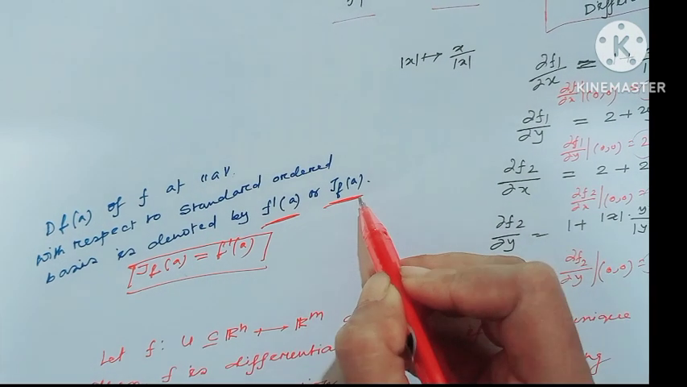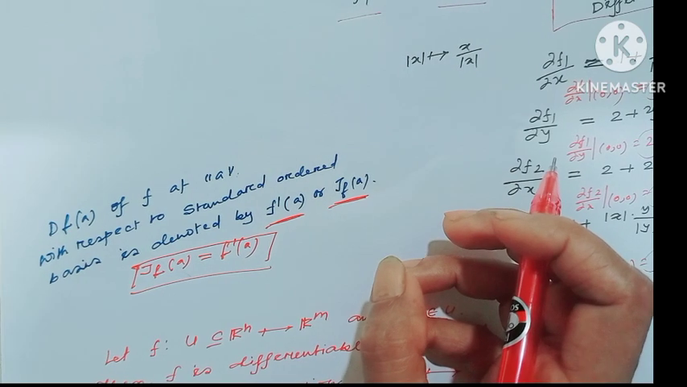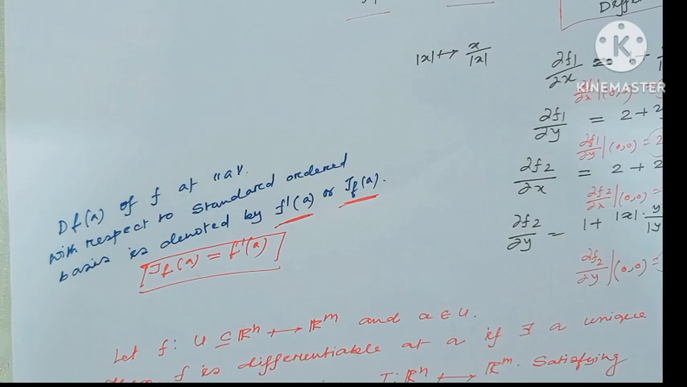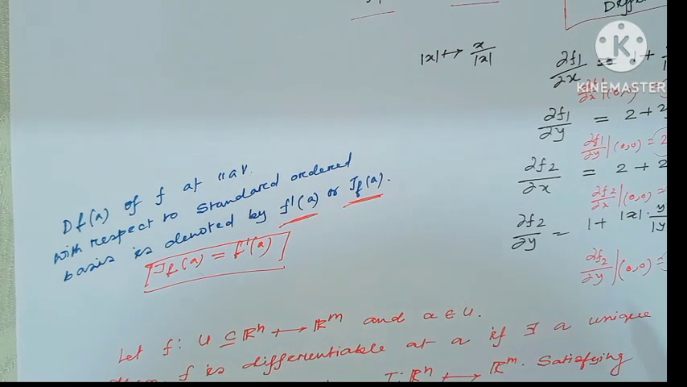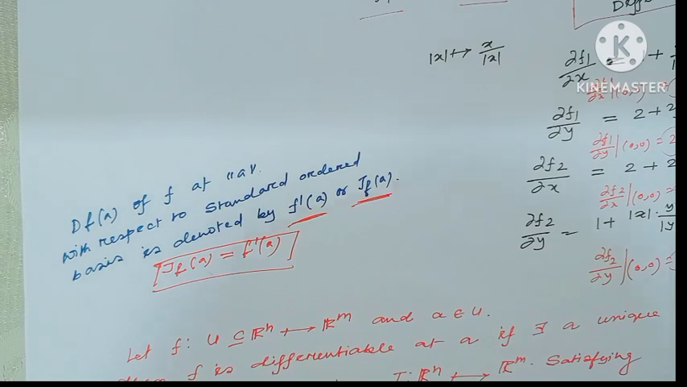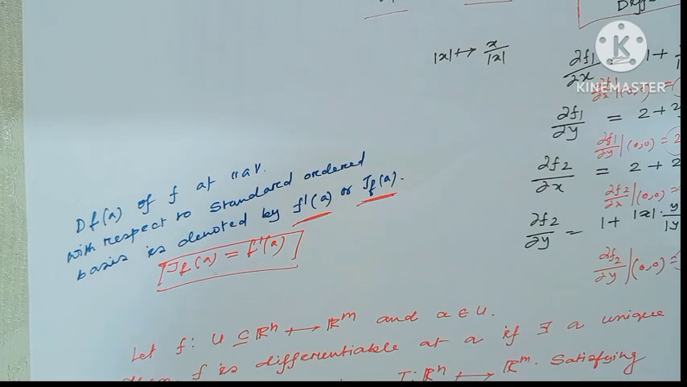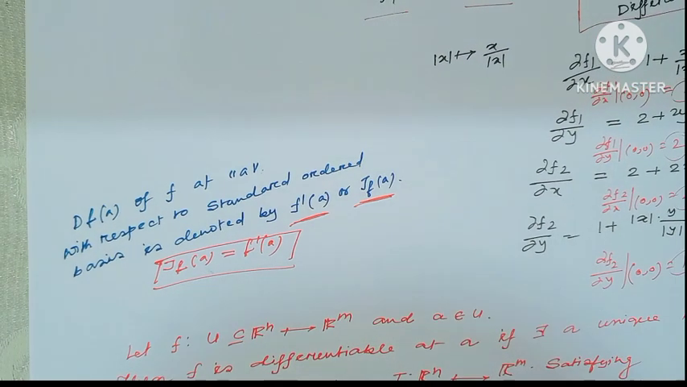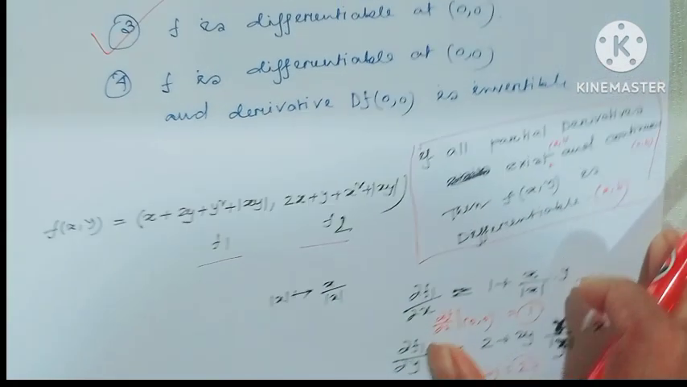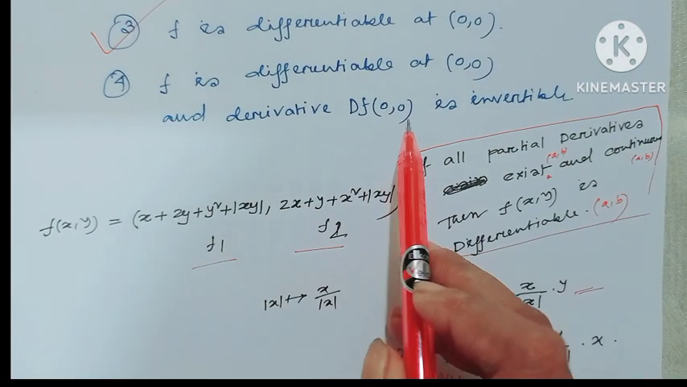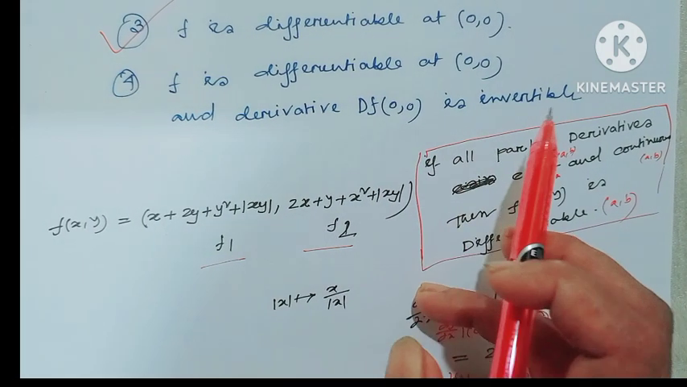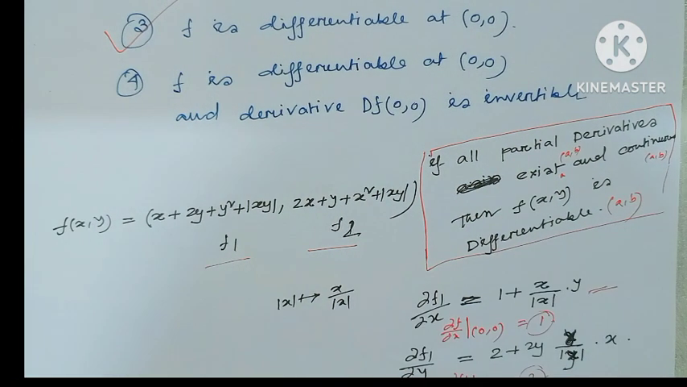We all know that the total derivative is actually the Jacobian matrix with respect to the ordered basis. So here, the question about the derivative: we have to find whether the derivative at the point (0,0) is invertible. That means we have to find the Jacobian matrix at the point (0,0).